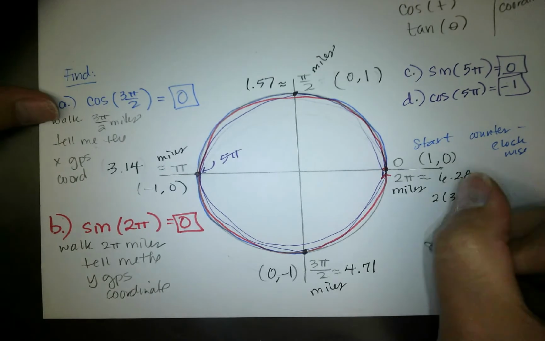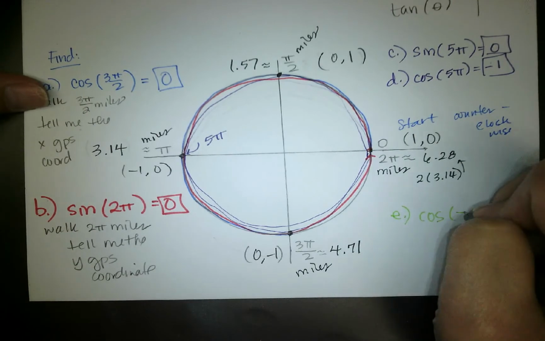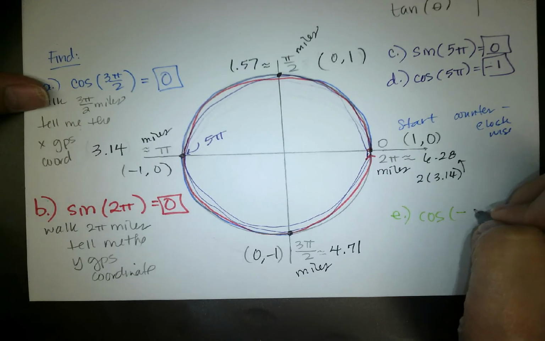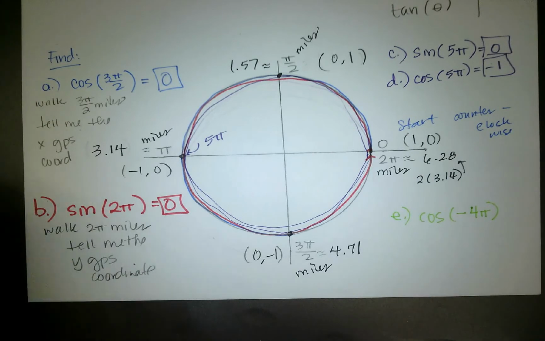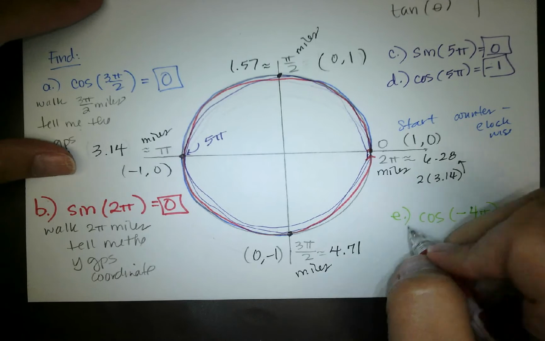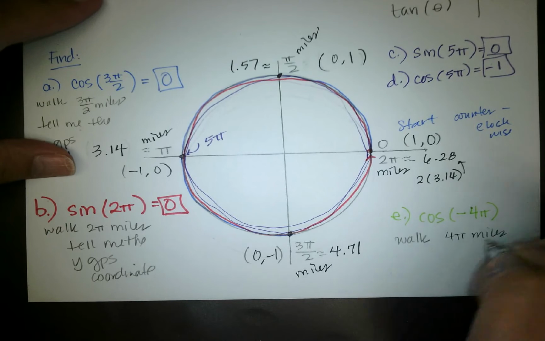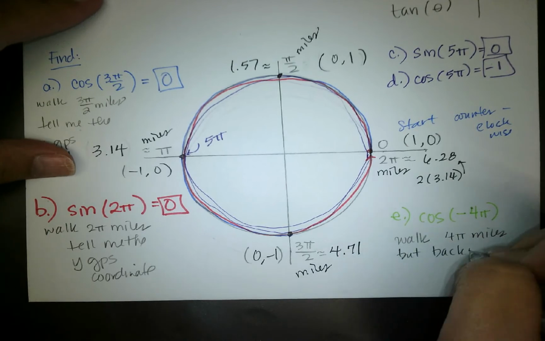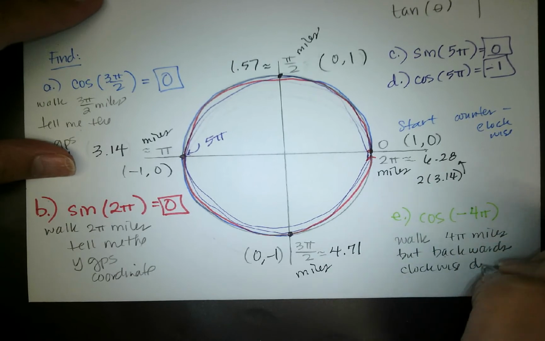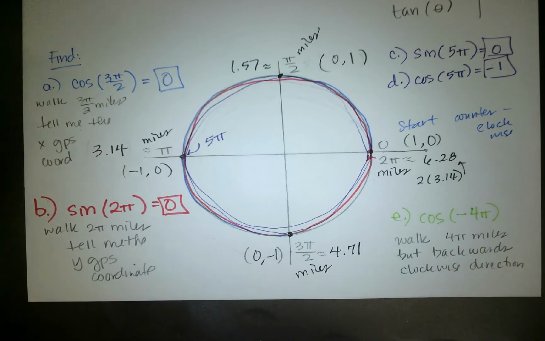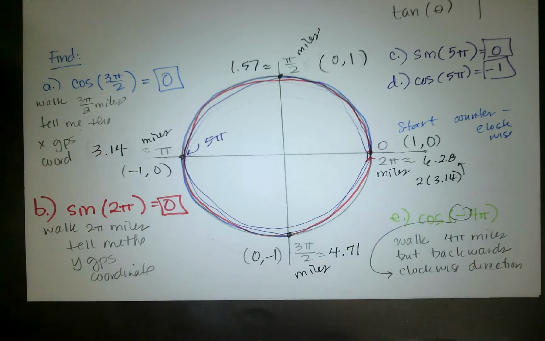Alright. Do another one on here. E. What if I wanted to know cosine of -4 pi? Cosine of -4 pi. This means walk 4 pi miles, but backwards. Okay. Clockwise direction. It does not mean your answer is going to be negative. It means that you are walking in the clockwise direction.